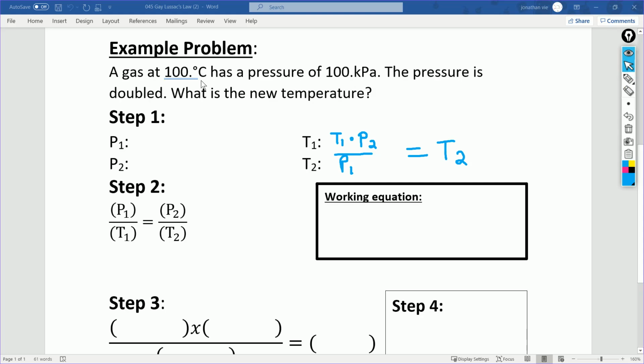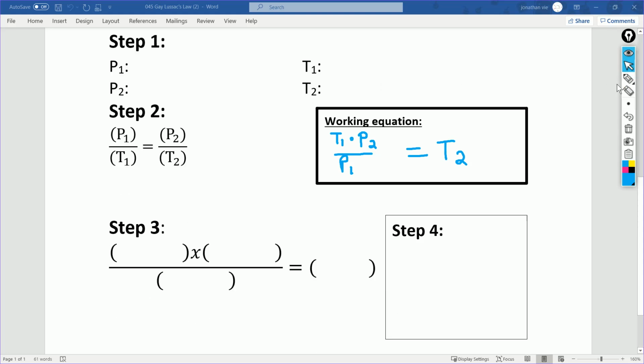So let's see. T1, our initial temperature, was 100 plus 273, which was 373 Kelvin. Our P2 goes here, our final pressure. Now I remember we started with 100 kilopascals and we doubled it to have 200 kilopascals. 200 kPa. And then our initial pressure, well, it was 100 kPa. And don't forget your decimals. This was 3 sig figs. This was 3 sig figs.